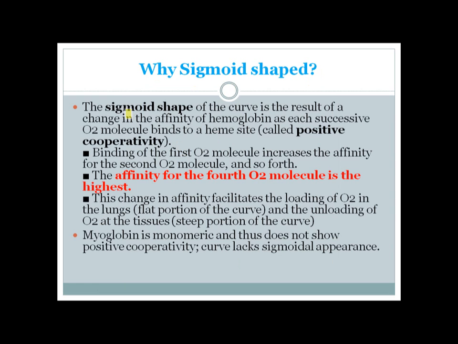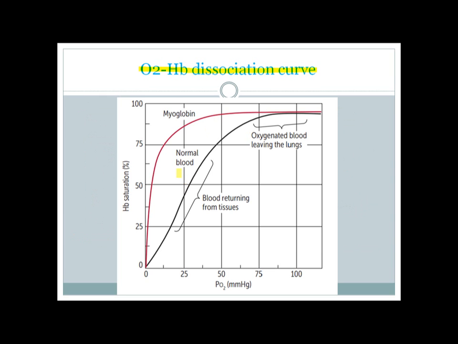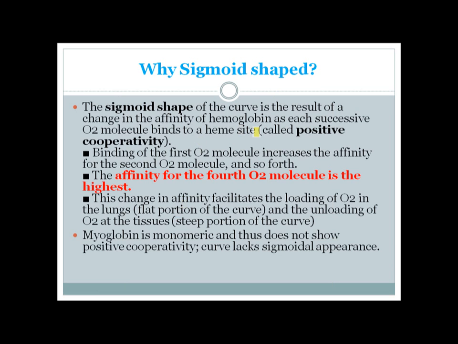As you can see, the oxygen hemoglobin dissociation curve is sigmoid shape. So it looks like a sigma. And why is it sigmoid shaped? This is a result of positive cooperativity, and it occurs due to an increase in affinity for successive oxygens binding to hemoglobin. So binding of the first oxygen molecule increases affinity for the second, and so forth.